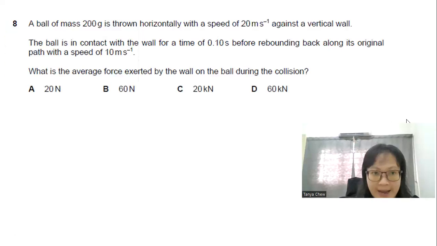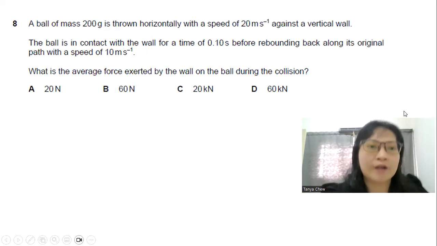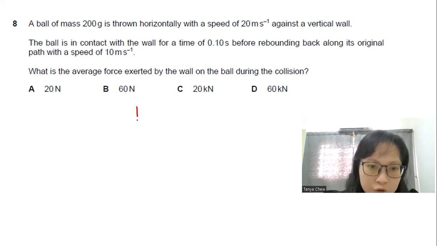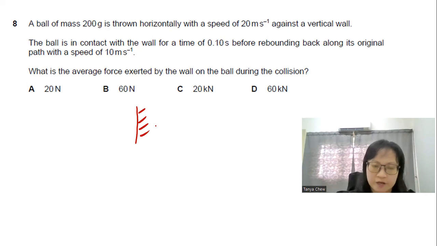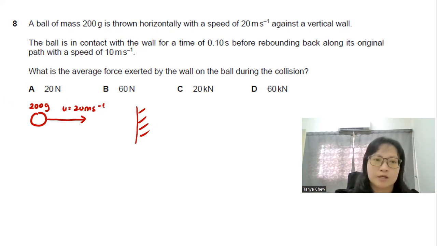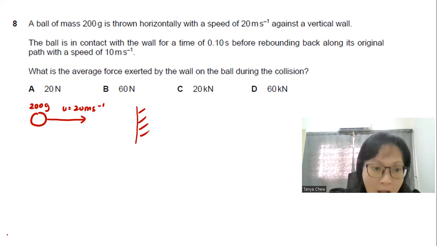Question number 8. A ball of mass 200 grams is thrown horizontally with a speed of 20 meters per second against a vertical wall. I am going to draw this out so that you can see it easier. This is a 200-gram ball thrown horizontally with an initial speed of 20 meters per second. The ball is in contact with the wall for a time of 0.1 second before rebounding back.